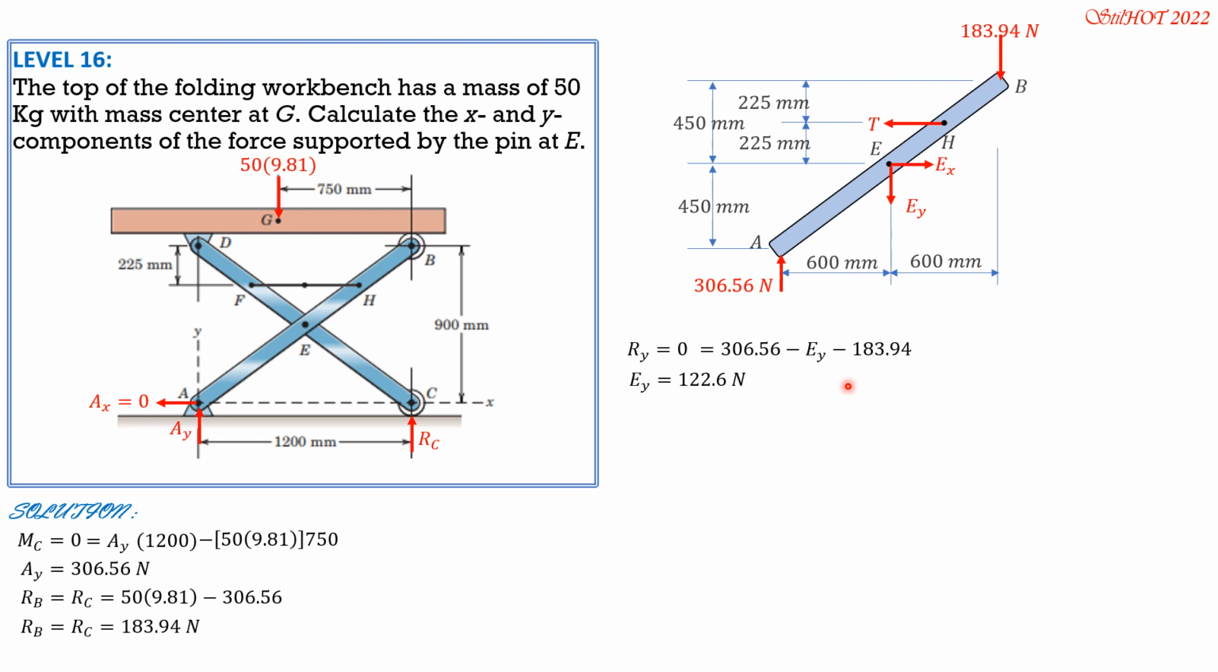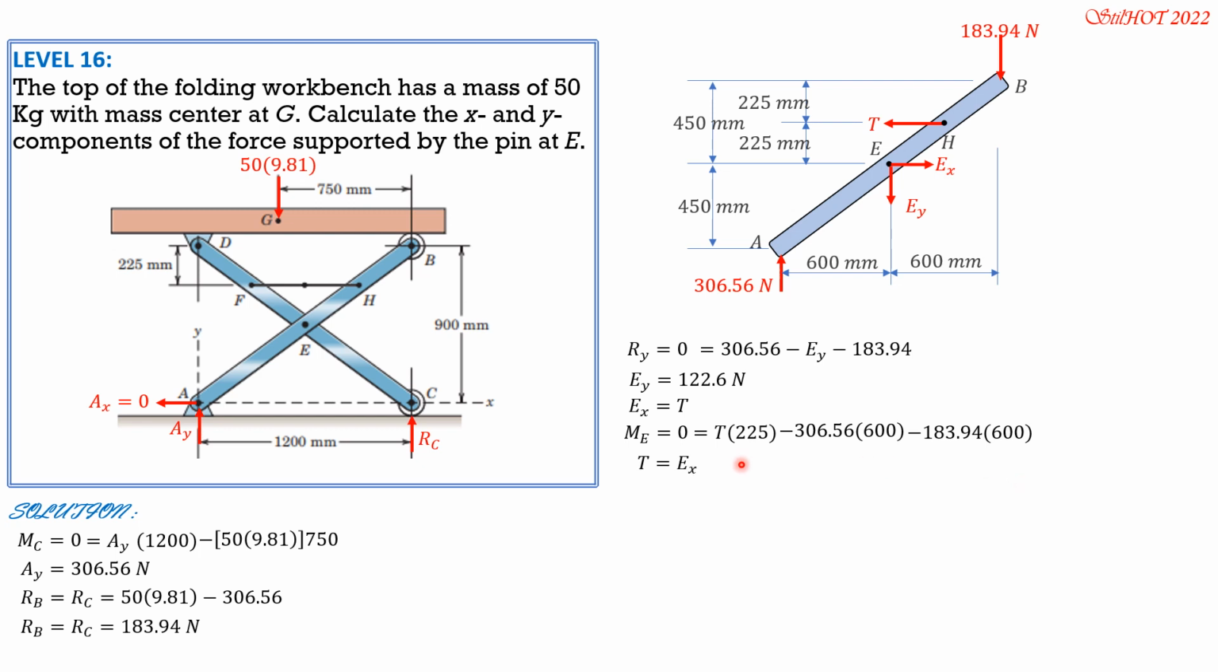Then that's the answer. Then to solve for EX, summation of forces in X equals EX. So let's set moment to 0. So take note, EX equals T. So moment is 0, counterclockwise positive, so that is equal to T times 225, then minus 306.56 times 600, then minus 183.94 times 600.